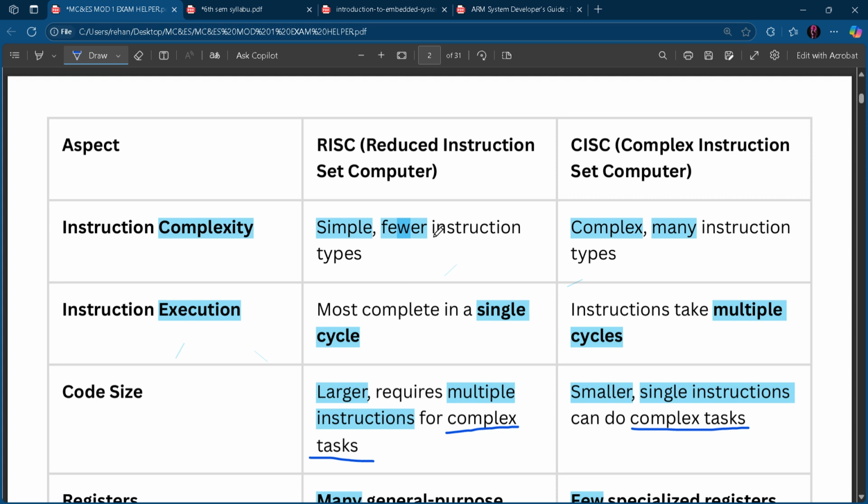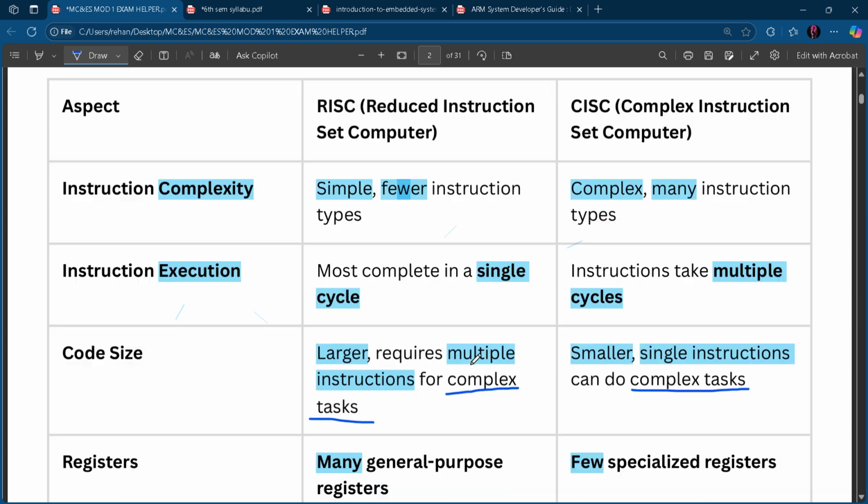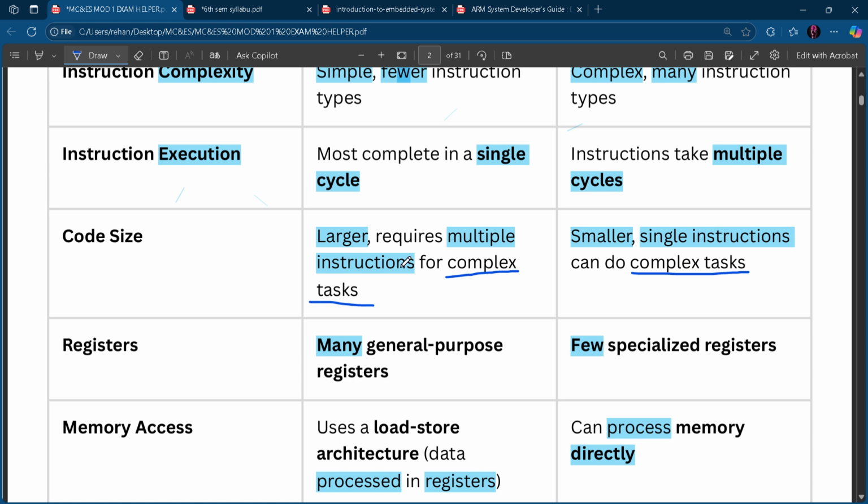Like I said, RISC is very simple. It has simpler instructions, so it completes within a single clock cycle, and CISC takes multiple cycles. The code size is large, requiring multiple instructions for complex tasks. Complex tasks here means things like division and multiplication. So more than one instruction is needed for multiplication or division, like two register values are stored, and then the value is stored in another register, and then it is fetched and given.